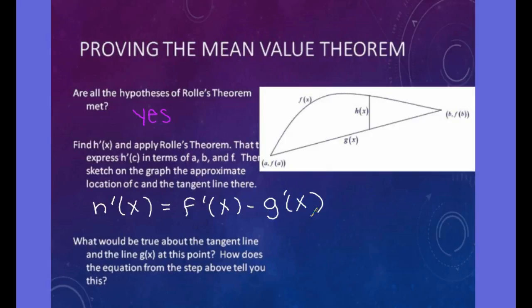Okay, and then there's some more stuff underneath. It says apply Rolle's theorem. So think about Rolle's theorem. Rolle's theorem says that h prime of c has to equal 0. So now I want h prime of c to equal 0, which means I need f prime of c minus g prime of c to equal 0. But what do we know about g prime of c?